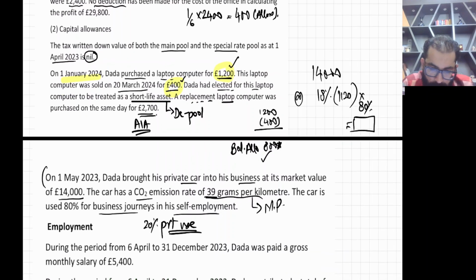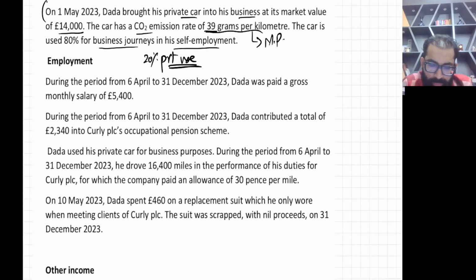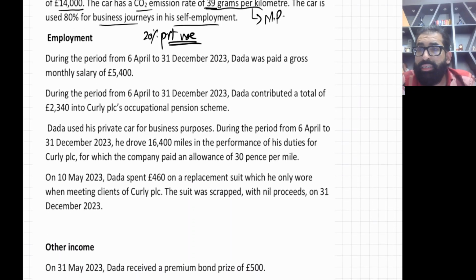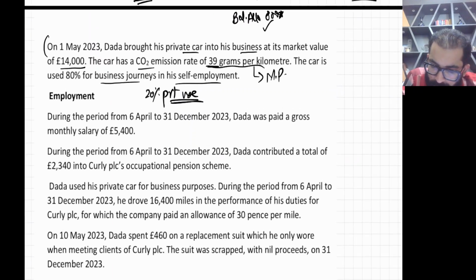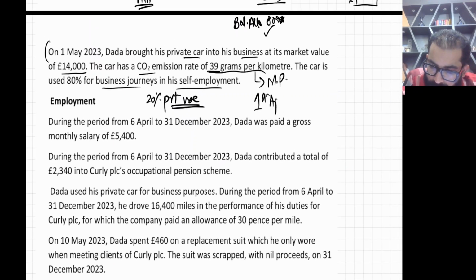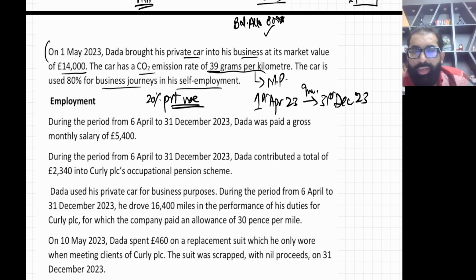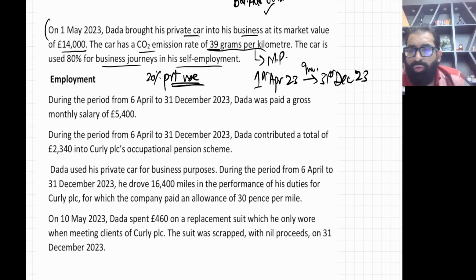Okay. So now we are moving towards employment income. Now, as you know, this guy did 9 months, from 1st April 23, and he left the job on 31st December 23. So 9 months employment income we need to calculate, and yes, we are making the PNL for employment income.